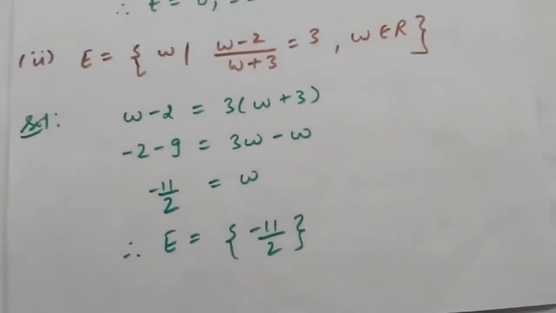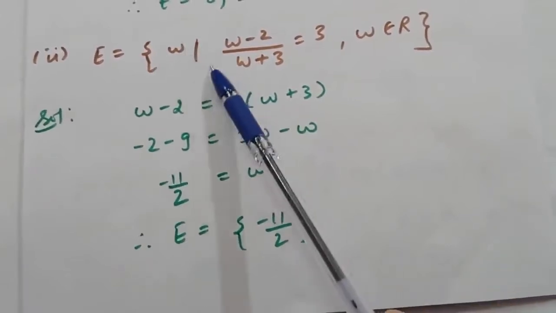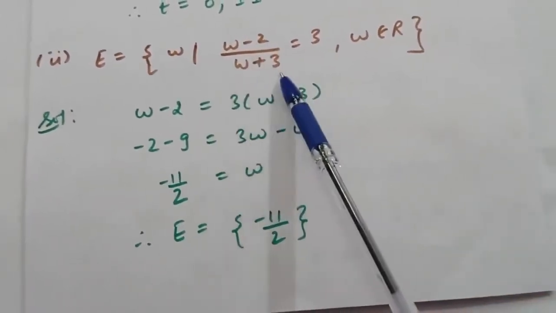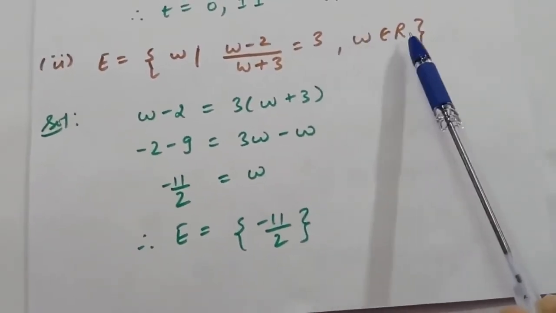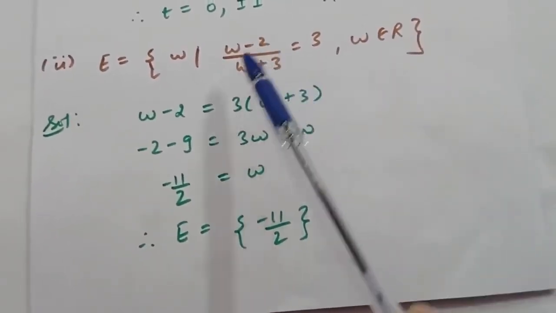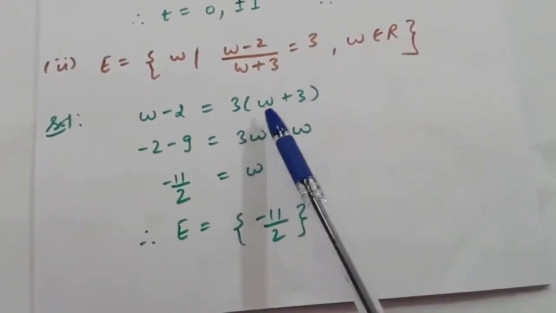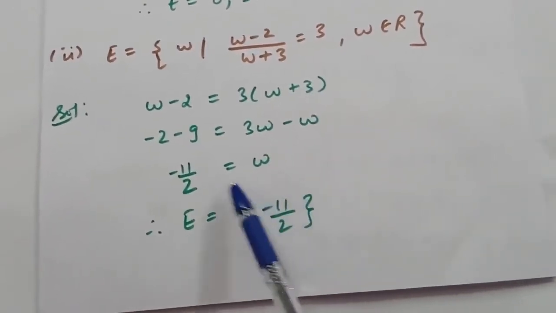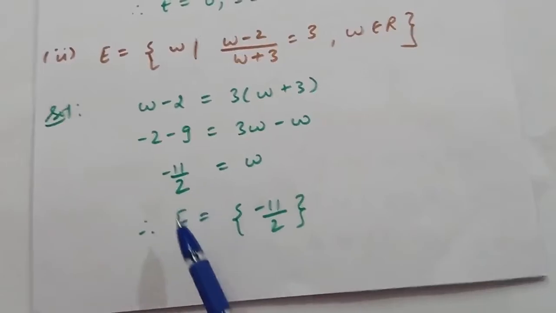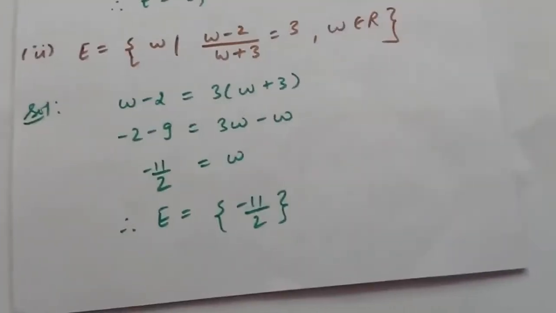Next, this is also easy. We have to find w such that (w minus 2) upon (w plus 3) is equal to 3 and w belongs to the real numbers. So w minus 2 equals, taking this to that side, 3 into (w plus 3). When you solve it, you will get w equal to minus 11 by 2. Therefore the set E is only {-11/2}. Clear?